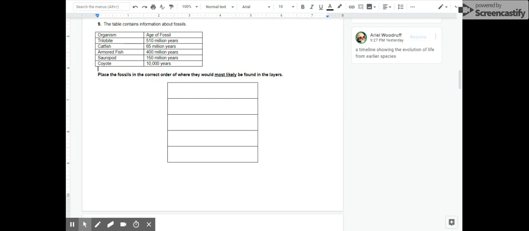So now you're going to put them in the correct order of where they most likely would be found in the layers. So if we're in the layers of rock again, the oldest is going to be on bottom and the youngest is going to be on top. So since this one only says years and the rest of them are millions of years, I know coyote is going to be at the top. And then if I look, 150, 465, all right, so trilobite is going to be our oldest one right here. So that one will go on the bottom, to the oldest layer on the bottom.